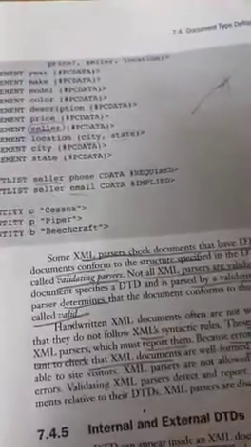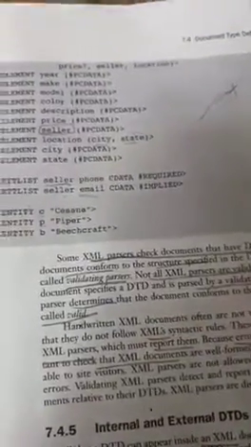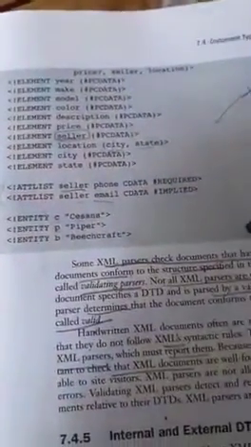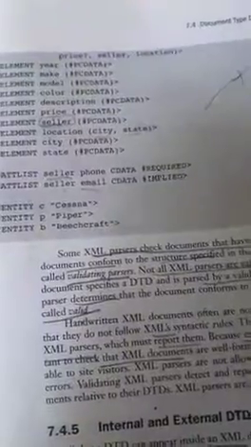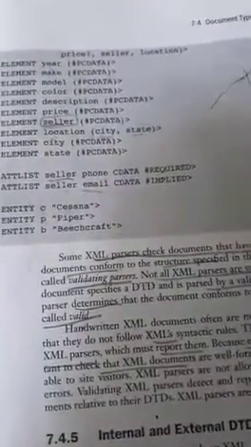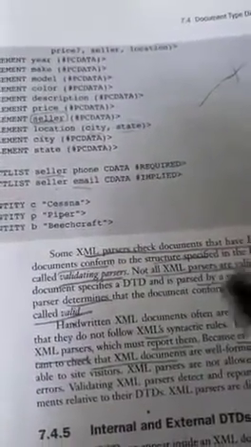DTD is declared, and how it is referred to a document is in two ways you can include the DTD. One is internal DTD, one is external DTD. Internal DTD means the DTD declared within the document itself, but the external DTD is defined in the name planes.dtd and it can be referenced by another XML document by the name of the document.